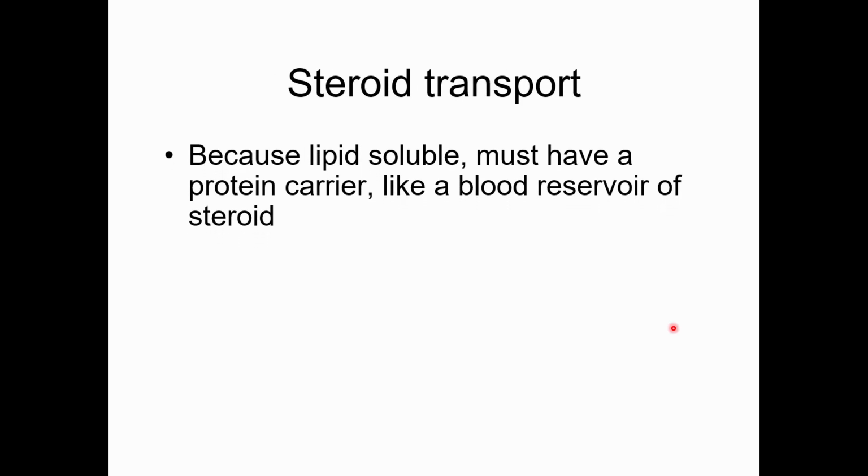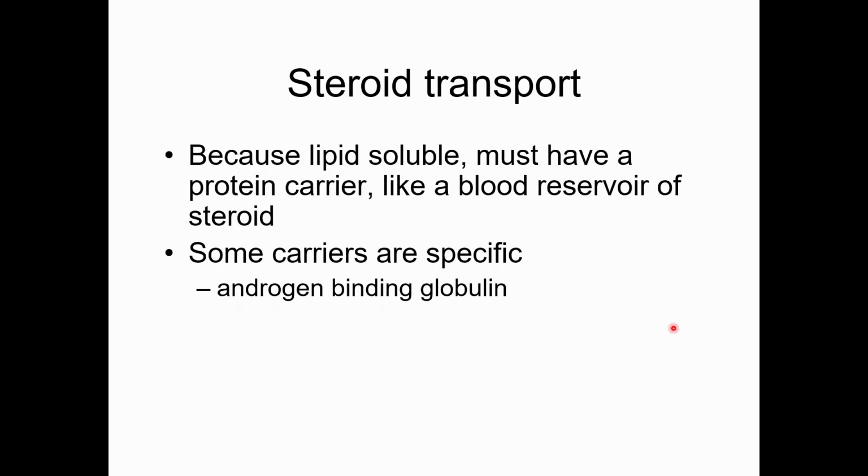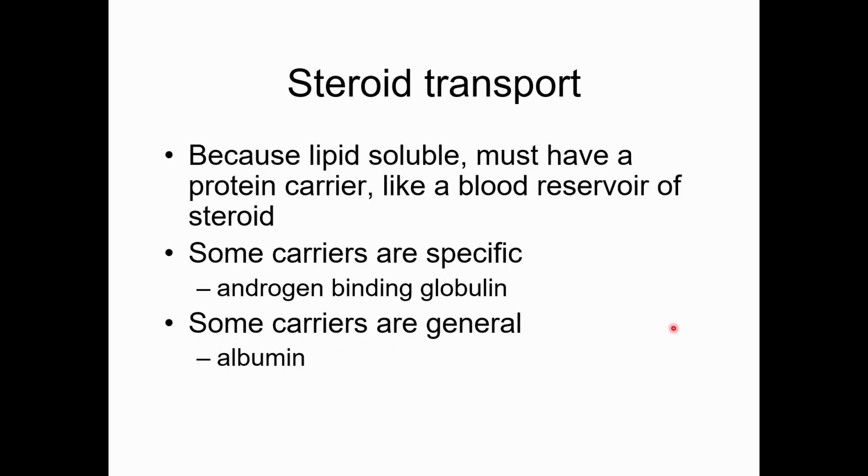So because steroids are lipid soluble, instead of storing steroid in the cell, we basically store it out in the plasma, bound to protein carriers. Some carriers are very specific. So there's androgen binding globulin, or sex hormone binding globulin, or thyroid binding globulin, or glucocorticoid binding globulin. So they're very specific for various receptors. But some are general carriers.